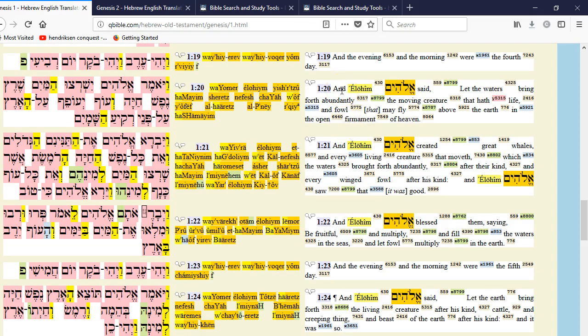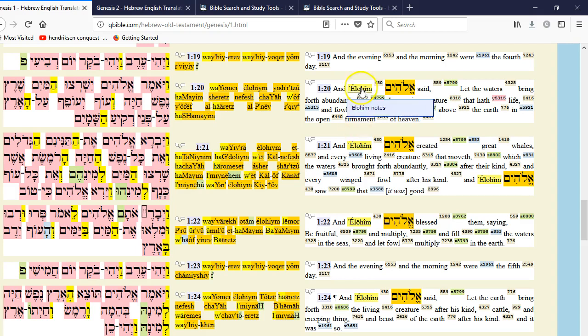Now, day five. And remember, the only time we see a cardinal day is day one. The rest are ordinal days. They are listed as ordinal days. A second day, a third day, a fourth day. You can make what you want of that. But eventually, we will figure out why terms like that are being used.